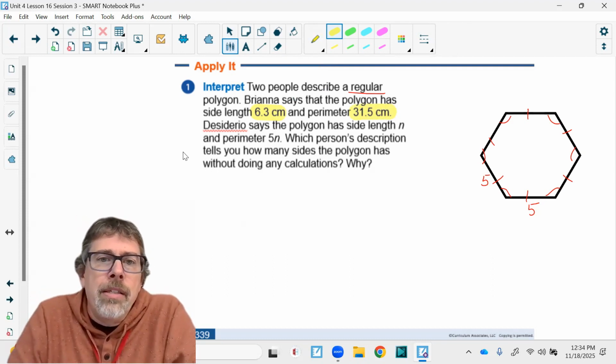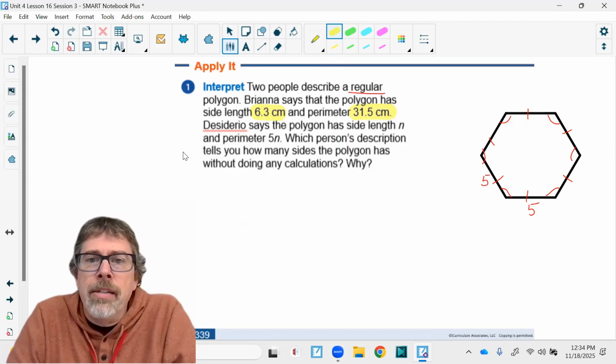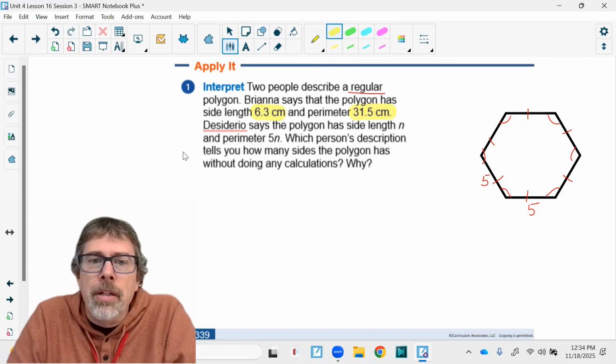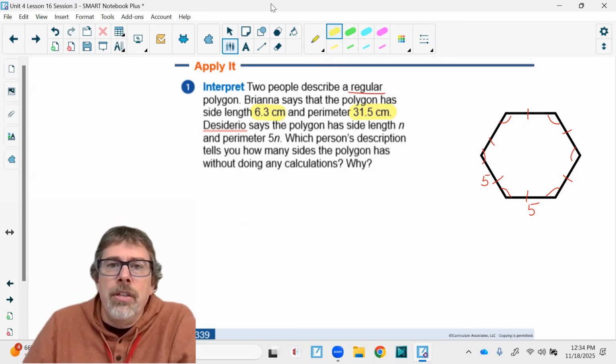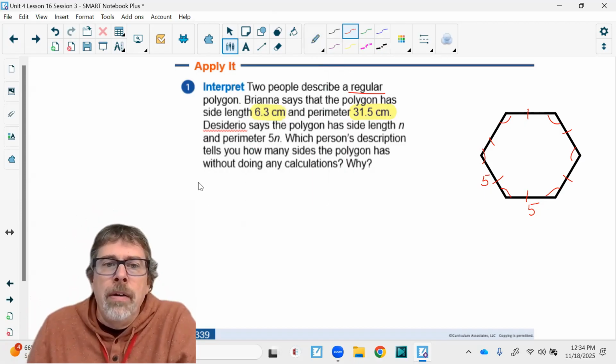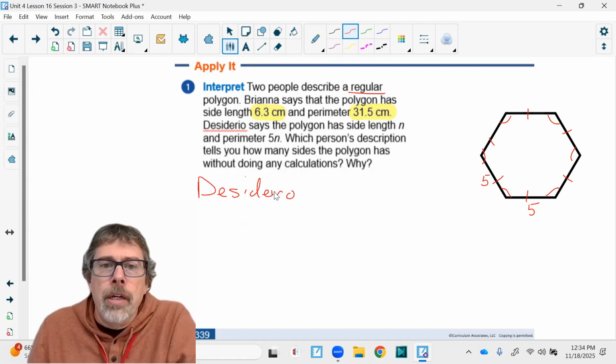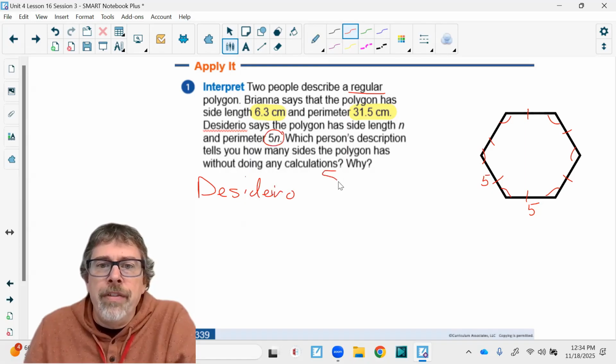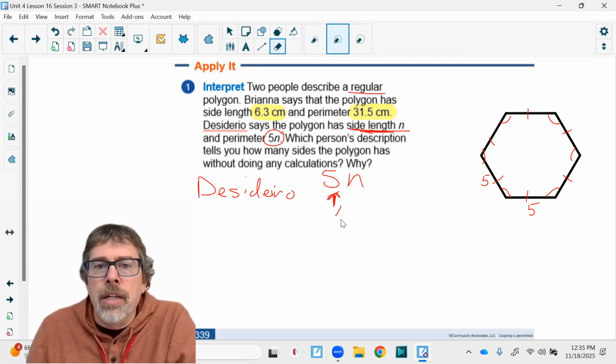Desiderio says the polygon has side lengths n and perimeter 5n. Which person's description tells you how many sides a polygon has without doing any calculations? Well, it's obviously Desiderio. Because right there, 5n, with n being the side length, tells us this has to be the number of sides.